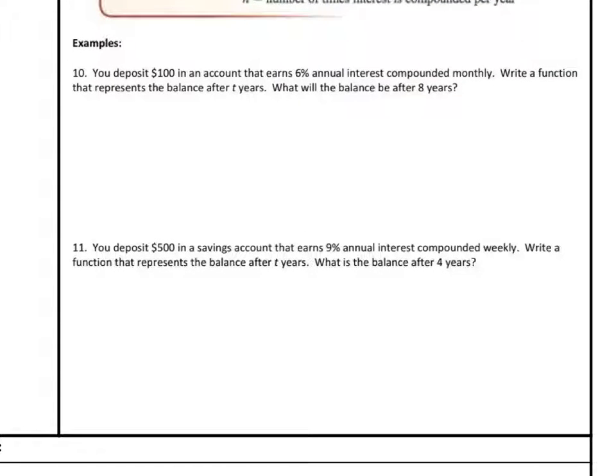You deposit $100 in an account that earns 6% annual interest compounded monthly. That's really good. Write a function that represents the balance after t years, and then we're going to do what will the balance be after 8 years. Okay. So y equals, what is my principal amount, my initial amount? $100, so that's P.